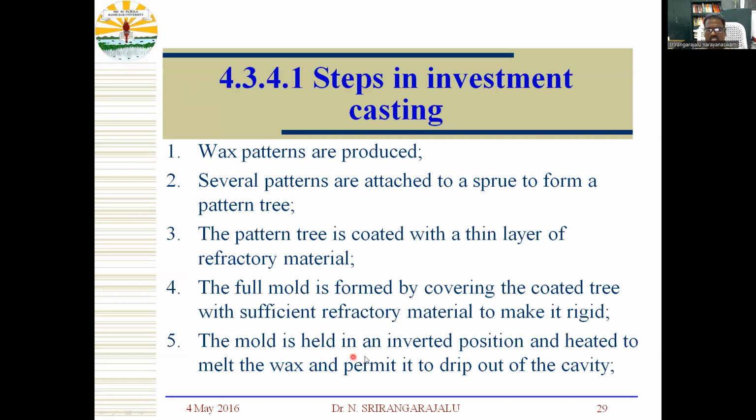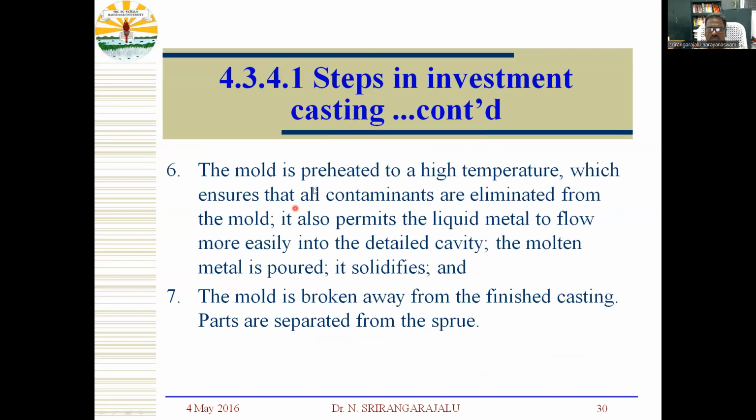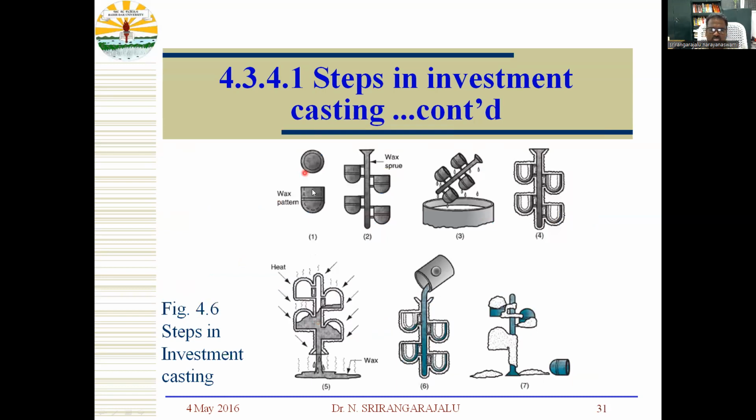The mold is held in an inverted position and heated to melt the wax and permit it to drip out of the cavity. The mold is preheated to a high temperature, which ensures that all contaminants are eliminated from the mold. It also permits the liquid metal to flow more easily into the detailed cavity. The molten metal is poured, it solidifies, and the mold is broken away from the finished casting. Parts are separated from the sprue. This is the investment casting process.